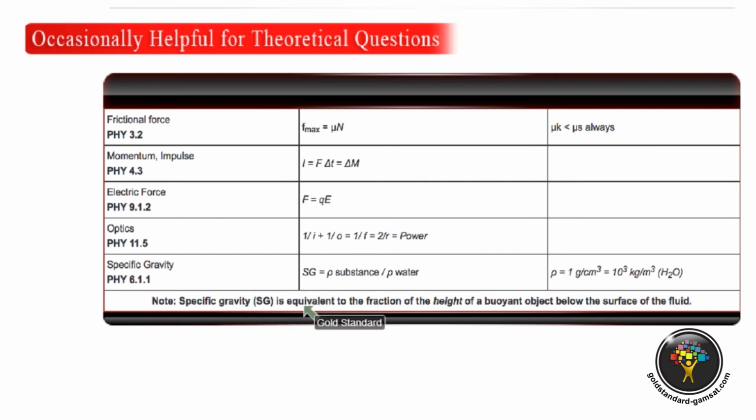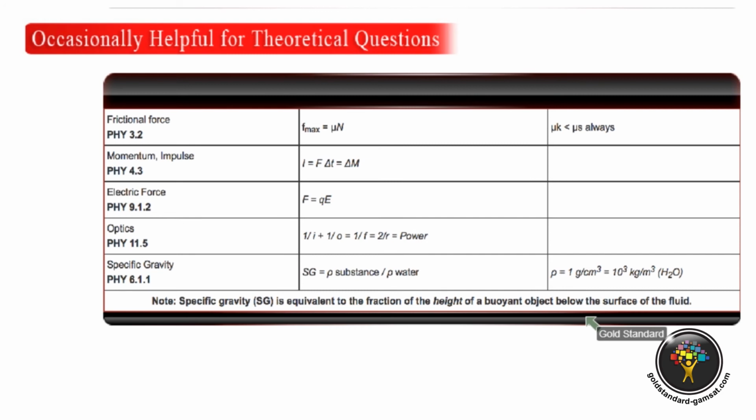Then note here that the specific gravity is equivalent to the fraction of the height of a buoyant object below the surface of the fluid. It's easier to think of it this way: if you have a specific gravity of 1, it means you have the same density as water, and that means 100% of you would be below the surface of water if you were put in water.